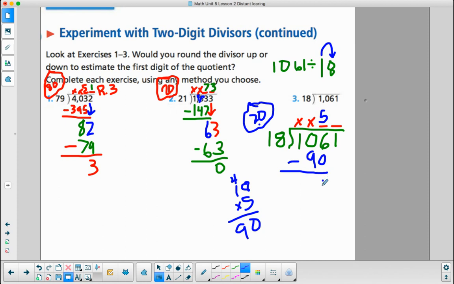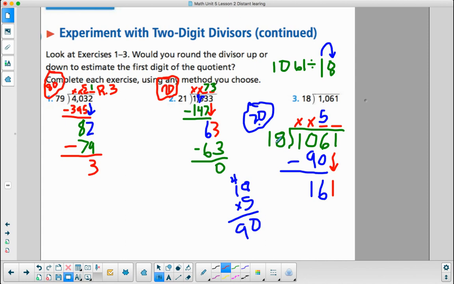6 subtract 0 is 6. 10 subtract 9 is 1. Woo, that was close. But 16 is less than 18, so my compare tells me I could not get another group of 18 out. Let's bring down the 1, change those 16 tens to 160, so I have 161 ones divided by 18.